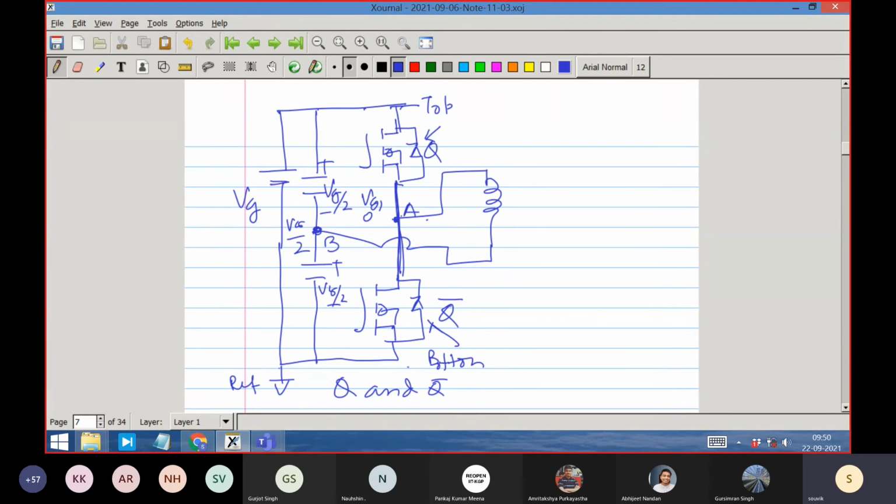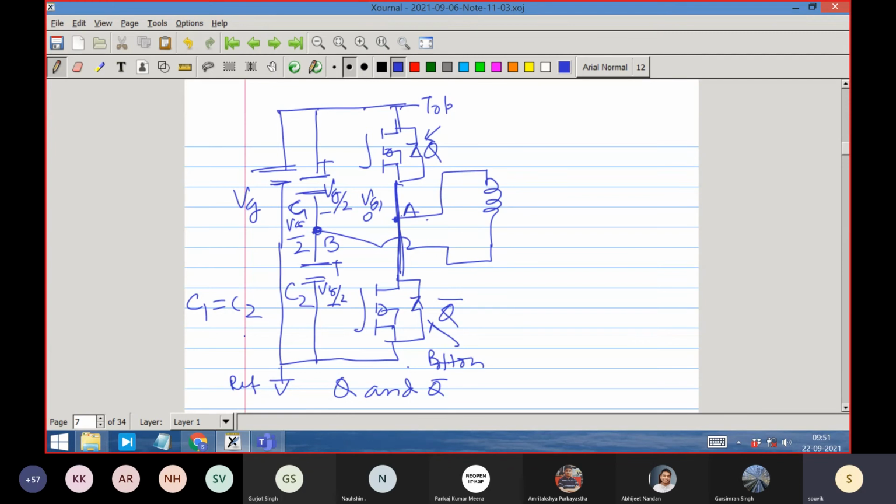You are not given a Vg by 2 from the supply, but you created a Vg by 2 from the supply, and you created it by capacitor division. You could have done it by resistance division, but resistance division is lossy, so we avoid it. So we choose two capacitors, C1 and C2 here, which are equal in value and exactly identical in all other characteristics.